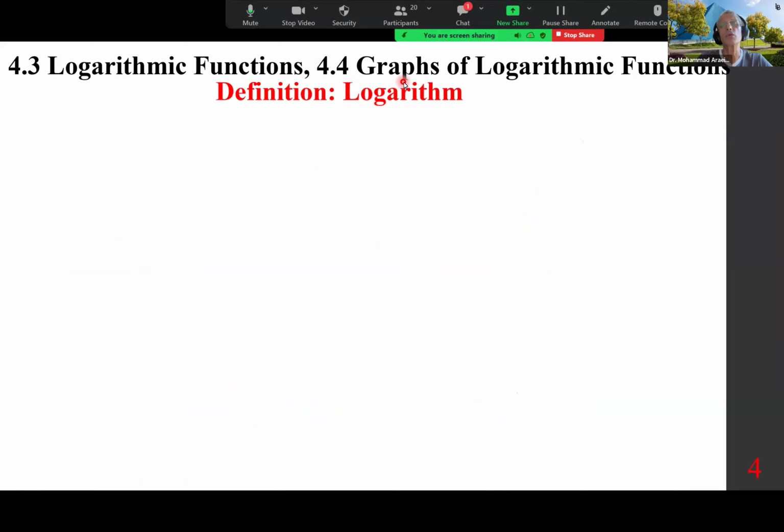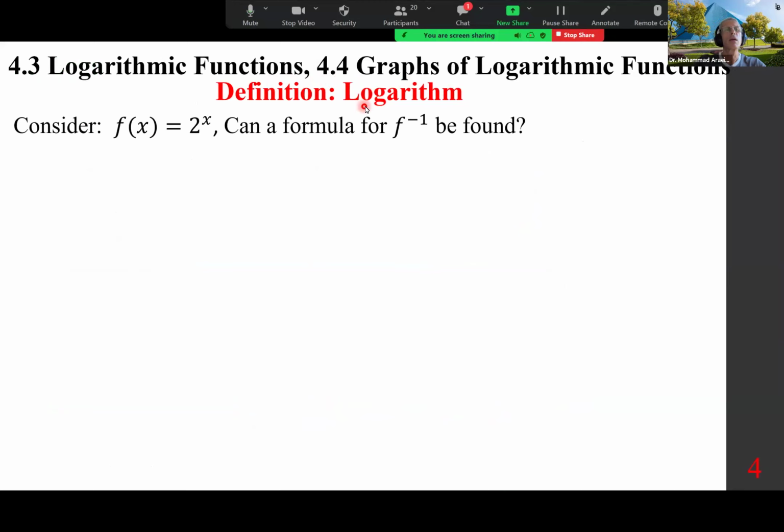Logarithmic functions, 4.4 graphs of logarithmic functions, definition, logarithms. Consider f of x equals 2 to the power of x. Can a formula for f inverse be found? We change f of x to y because it makes it easier, y equals 2 to the power of x. We interchange x and y and we write x equals 2 to the power of y. That's how you find the inverse. And then you get to solve for y and you call it f inverse.